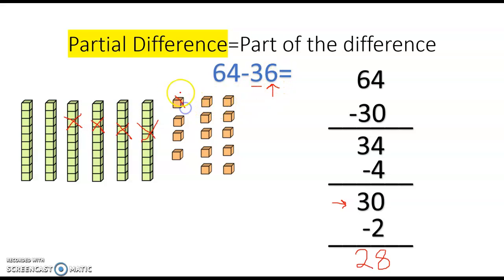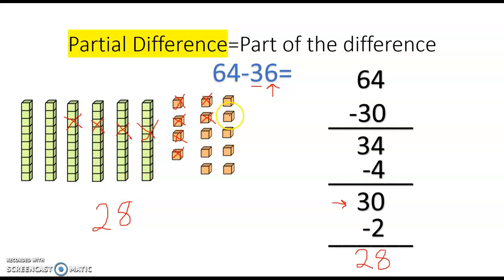So 1, 2, 3, 4, 5, and 6. And this leaves me with 2 tens and 1, 2, 3, 4, 5, 6, 7, 8. 8 ones.